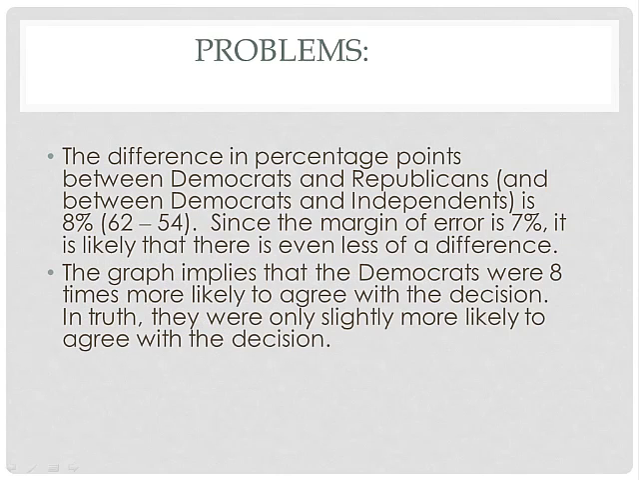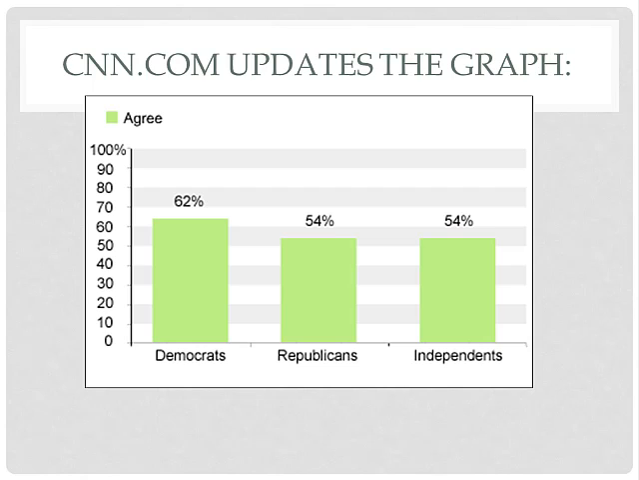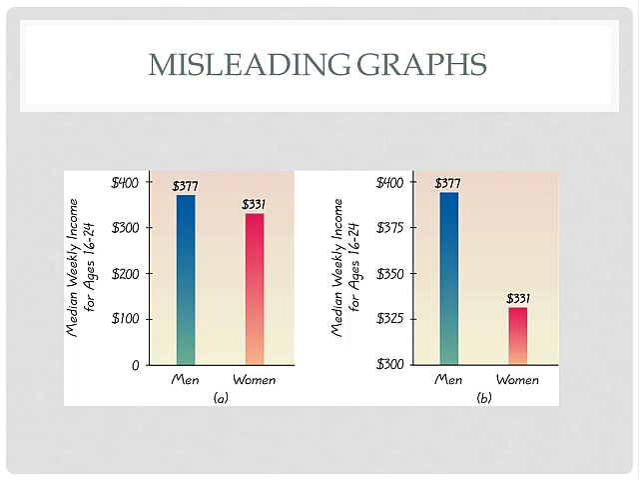It implies Democrats were 8 times more likely to disagree with the decision. In truth, they were only slightly more likely to agree with the decision. And the graph does not actually demonstrate that a majority of all groups interviewed agreed with the decision. So here is the updated graph. So be looking for that. That's a very common one, not starting with 0, to misrepresent the number of people.